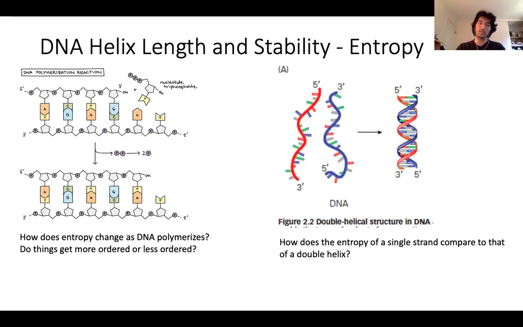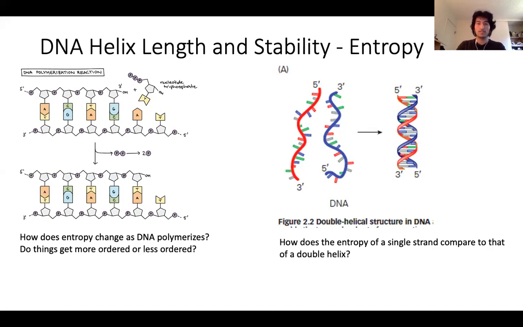Both in the polymerization of DNA and in the broad picture of the DNA double helix forming, we see that in DNA polymerization, as you go from monomers to a larger polymer, you're decreasing the amount of disorder that's possible. Individually, your monomer units, your nucleotides, are free to move around in whatever way, but once they've been synthesized onto the DNA, they're in a very fixed orientation. Similarly, a single-stranded DNA is very flexible, like a chain, so it can move in very many conformations. But once you form your DNA double helix, it's locked into that conformation, and so it's a lot more ordered.